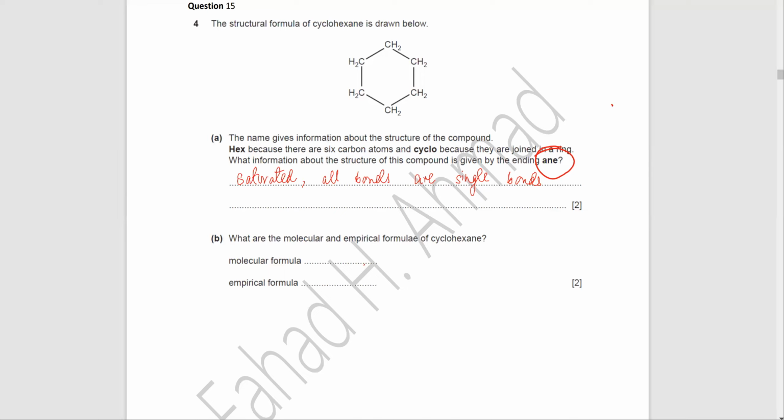And what is the molecular formula? Molecular formula is the total number of carbon atoms. So that's 6. And hydrogens, if you count all of them, that's 12. So it's C6H12. Empirical formula is the simplest ratio, so CH2.